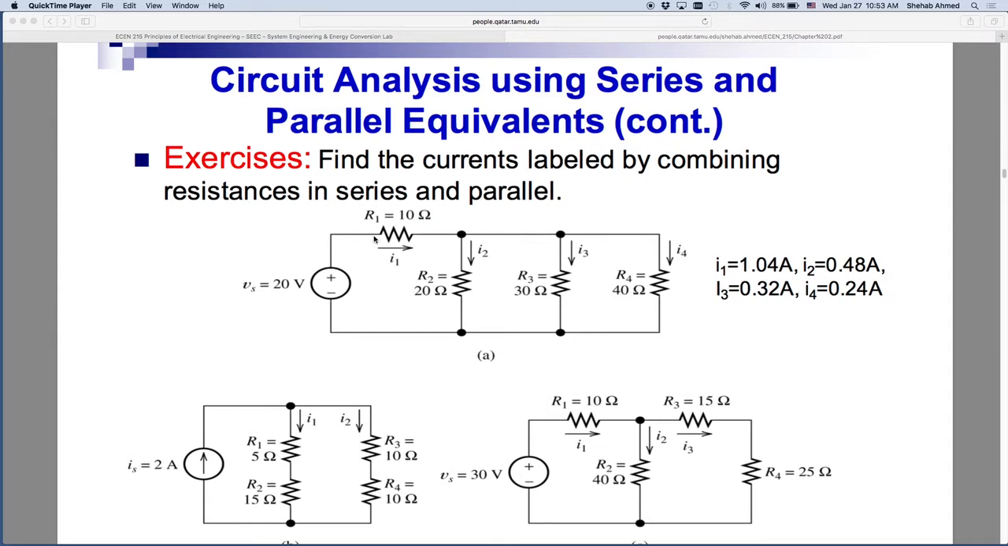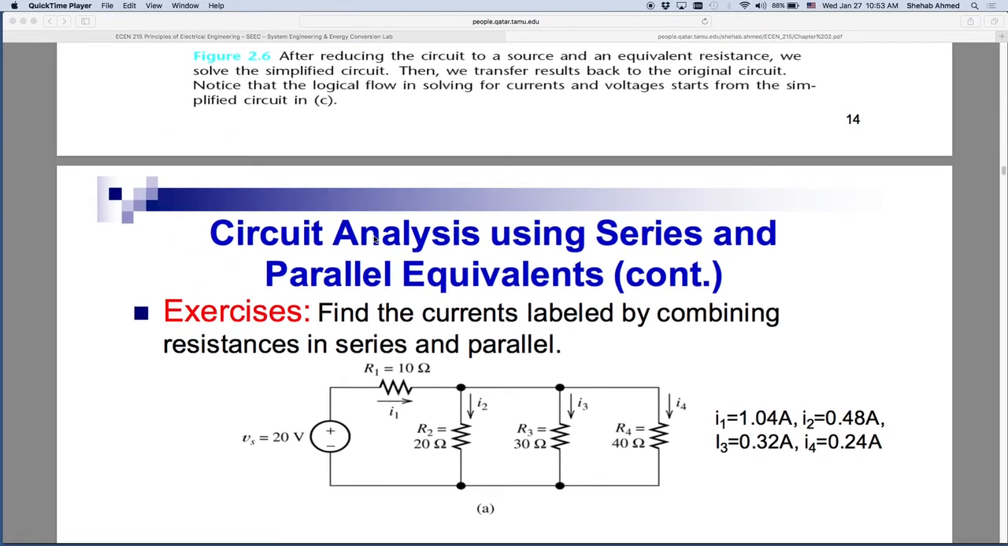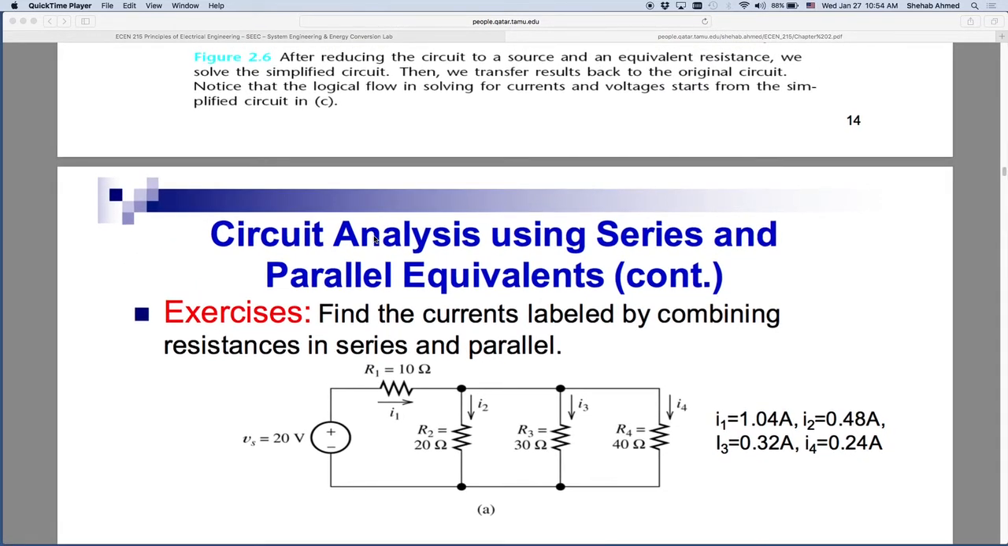Can somebody give me a scenario? How do we go about finding the different currents in the circuit? First, the ones on the right. What's the process of finding all the currents in the circuit? You have to find the equivalent resistance for the full circuit.